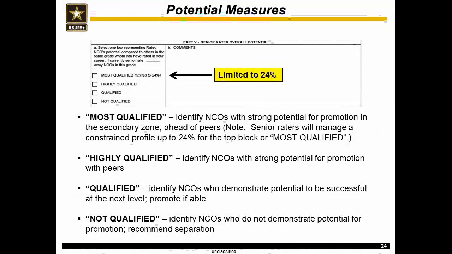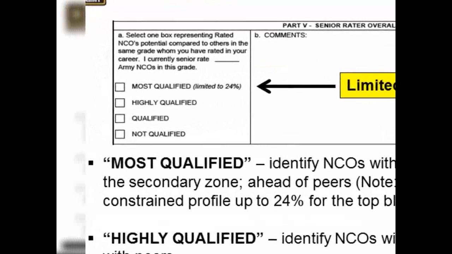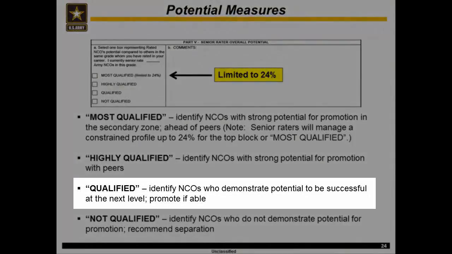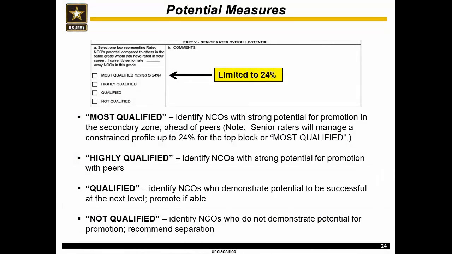If the rated NCO's potential is adequate but beneath the majority of NCOs in the senior rater's population, then the senior rater will place an X in the qualified box. This box check identifies NCOs who demonstrate potential to be successful at the next level. Promote if sufficient allocations are available.